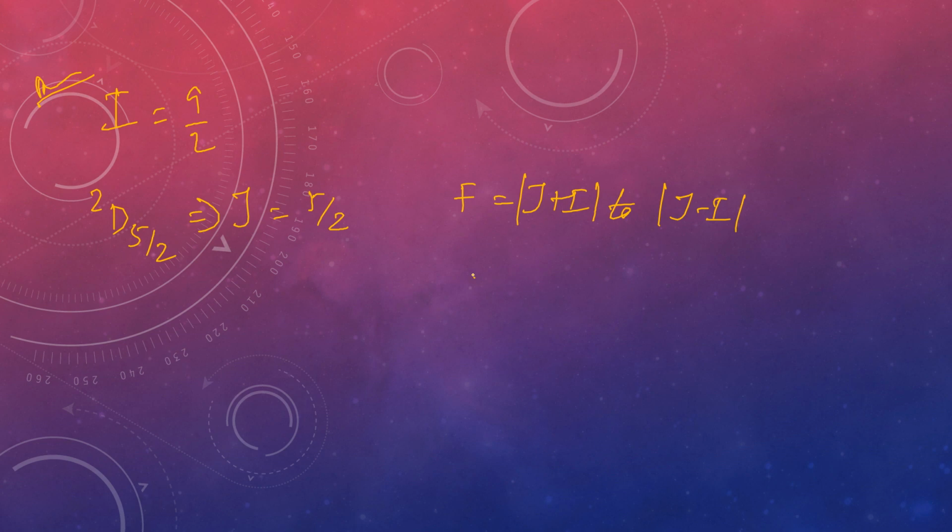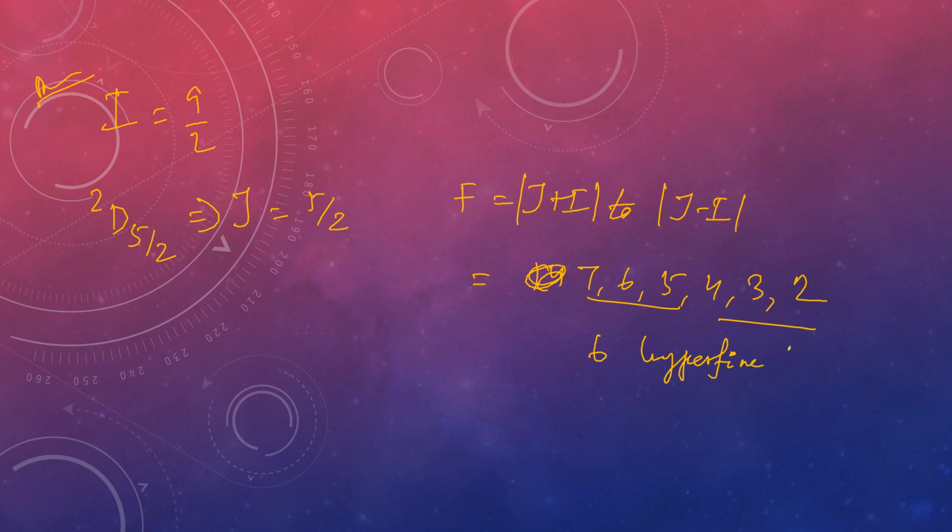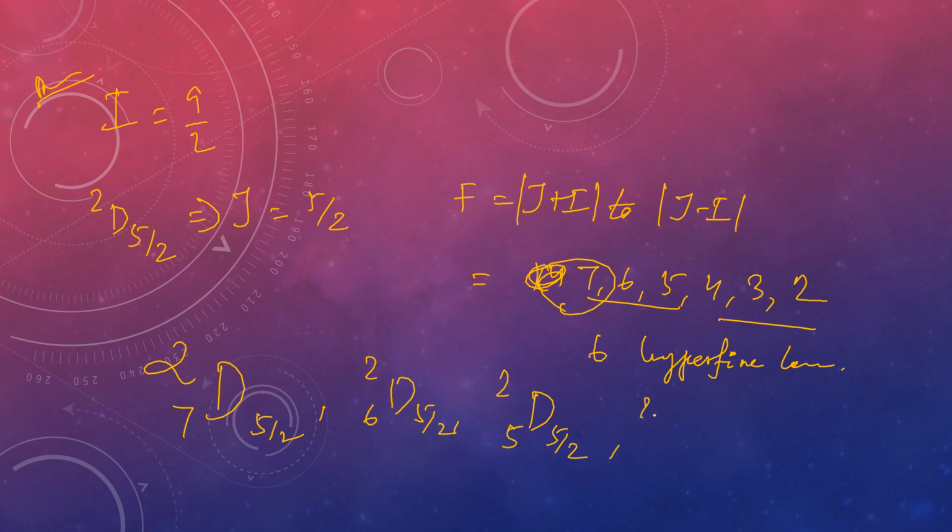It's given for 2D 5 by 2. J is 5 by 2, isn't it? So your values will be J plus I to J minus I. So it will be 5 by 2 plus 9 by 2, that is 14 by 2, that means 7, 6, 5, 4, 3, 2, if you check. So there are how many? 1, 2, 3, 4, 5, 6 hyperfine levels. These are F values. So I can write 7, 6, 5, 4, 3.